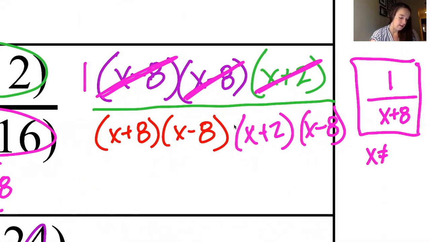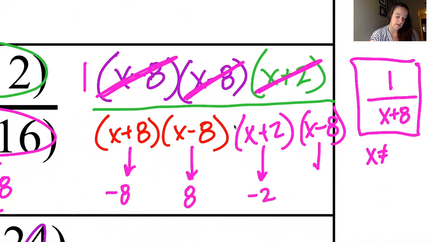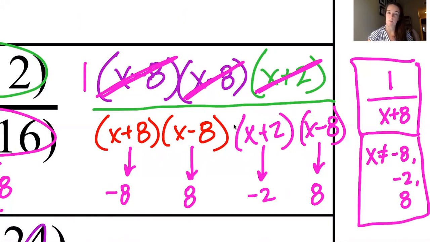All right, so out of here, I would have negative 8. Out of here, positive 8. Out of here, negative 2. And out of here, positive 8. I don't need to write them more than once. So, and I'm going to write them in lowest to highest. So I'm going to write negative 8, comma, negative 2, comma, 8 from lowest to highest. So those are my warnings for this problem. That's number 6.